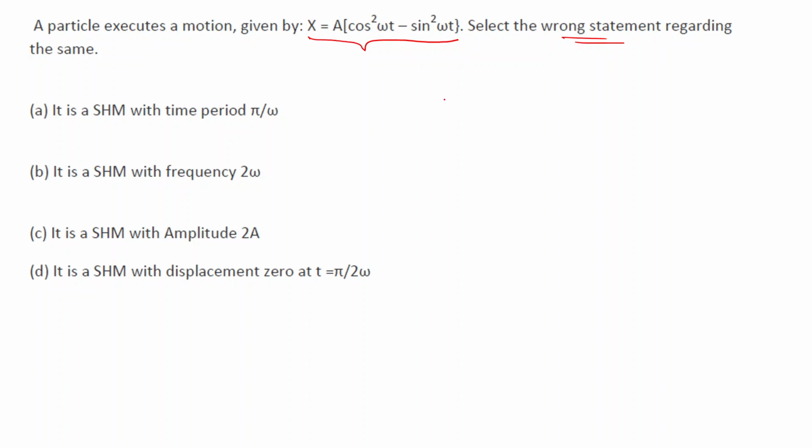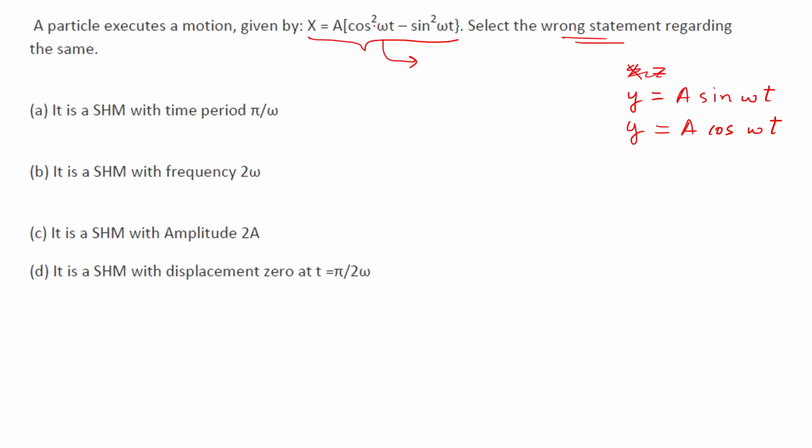First, we already saw the general form of simple harmonic motion. Let me write it again. If the equation of motion is in the form of A sine omega t or A cos omega t, then we can call it a simple harmonic motion. So first we will see if we can change this form into either of these two forms to confirm if this is a simple harmonic motion.